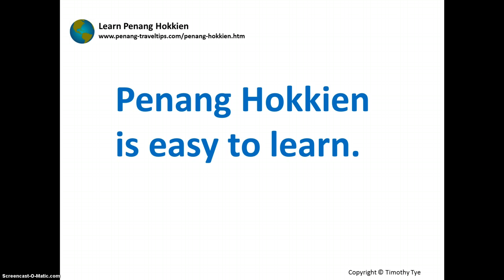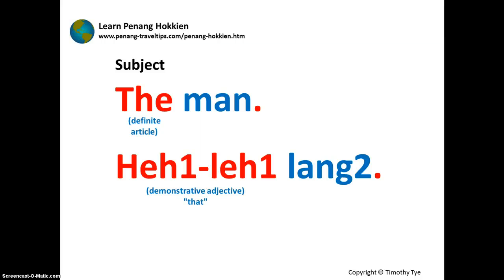Let's start with something very easy. A noun. Let's say man. In Penang Hokkien, that's lang. Now, let's turn it into a subject, the man. In Penang Hokkien, hele lang. Notice that we use the definite article the in English, while in Penang Hokkien we use a demonstrative adjective which translates loosely as that, because in Penang Hokkien there is no definite article. So the man is translated as hele lang.